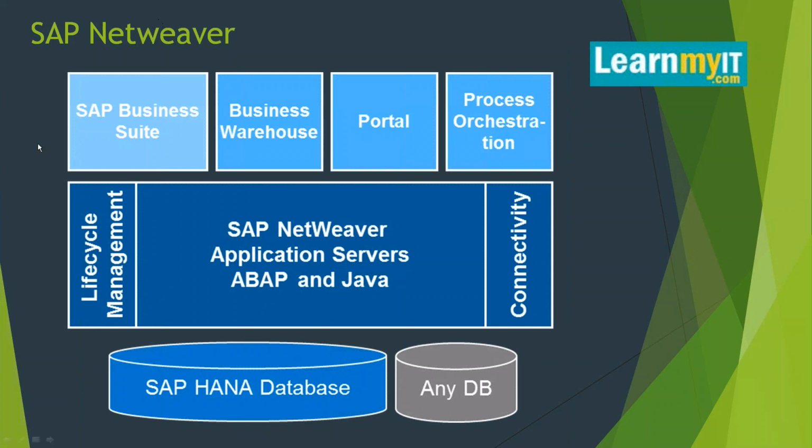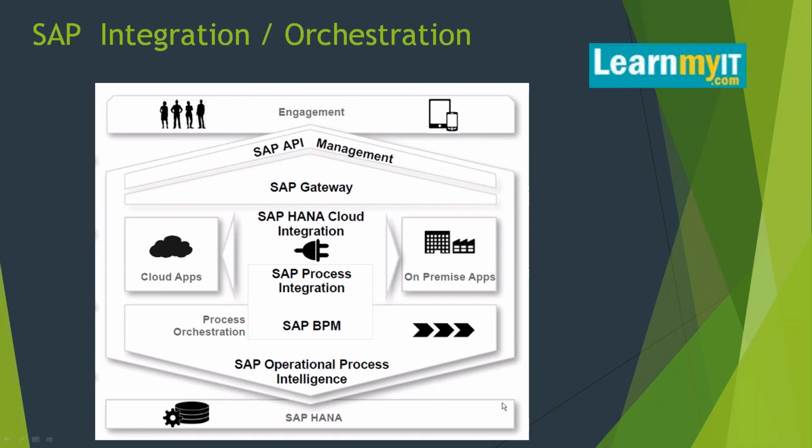Whenever we are talking about your SAP NetWeaver architecture like this, your process orchestration will work as an integration broker, and it can also communicate with your ABAP or Java-based system, your SAP ERP system, and integrate the data to the other systems. So this is how we make the integration happen.